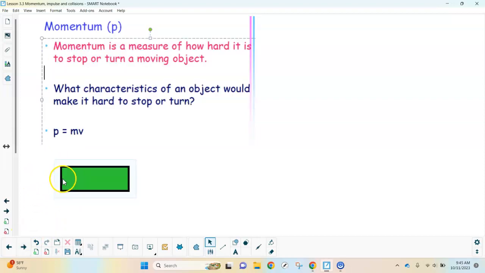The unit, and I didn't write this out here, but I will, would be kilograms, because that's the unit for mass. And then you'd multiply that by meters per second. And it's a vector, so we have direction involved here too. So we have to worry about which way the momentum is going. So that's the ideas for that one.